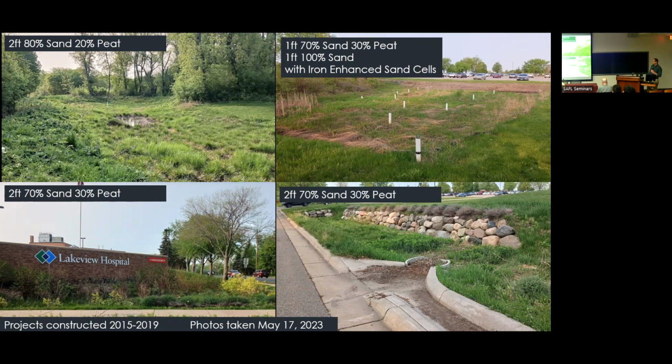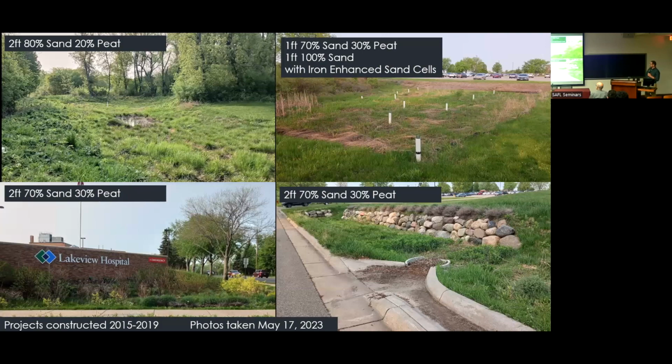Up in the left, that's a large bioretention basin in Stillwater. It's got a 2-foot profile of 80% sand, 20% peat. So our basins, that was seeded and plugged. And then I just want to point out too, maybe my primary point is that the sand peat mixture is working really well for growing vegetation and meeting our phosphorus reduction goals.